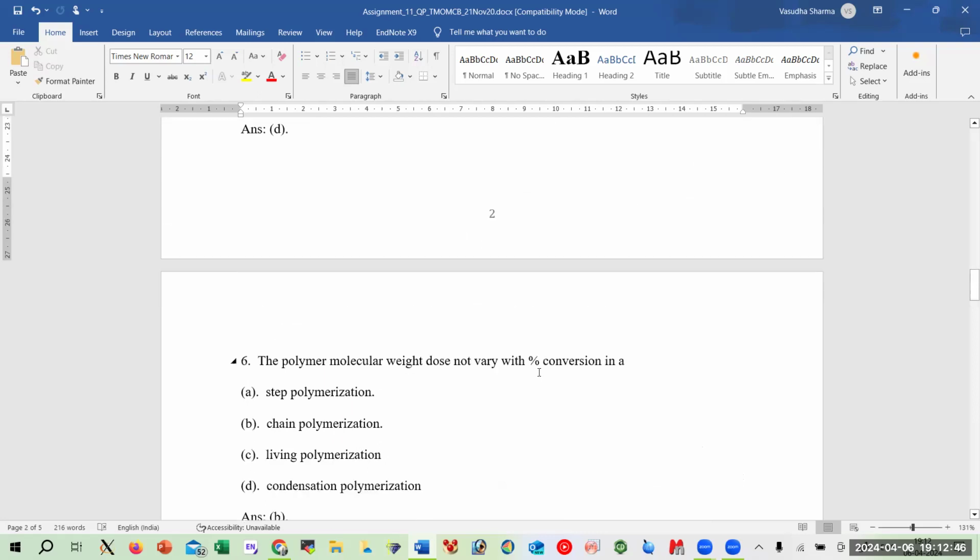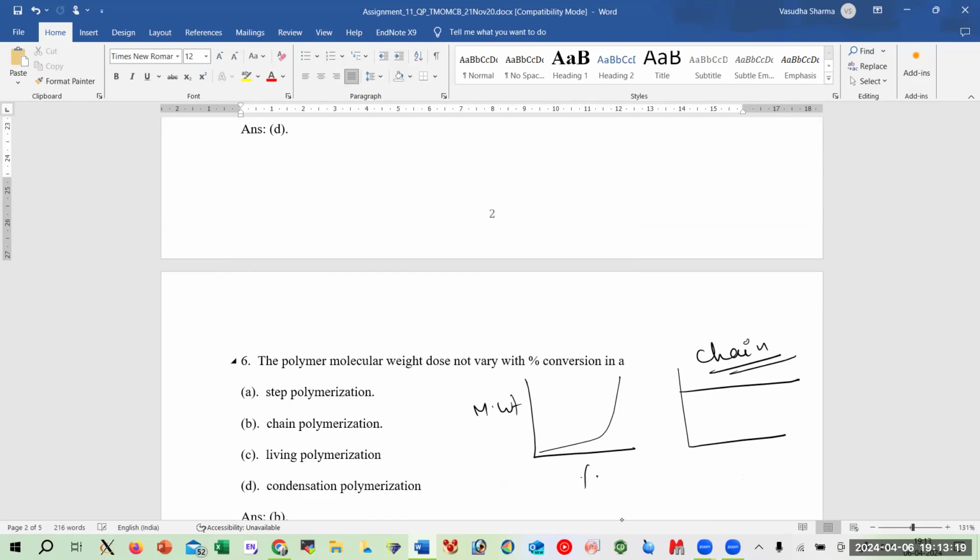The sixth one is the polymer molecular weight which does not vary with your percentage conversion. This is the session that we have taken in week 9, if you remember. In case of step polymerization, the molecular weight is dependent on percentage conversion like this way. In chain polymerization, it is actually independent. So in chain, it is not dependent on this one. And in living polymerization, it's a straight line. So what does not vary with the percentage conversion is your chain polymerization.